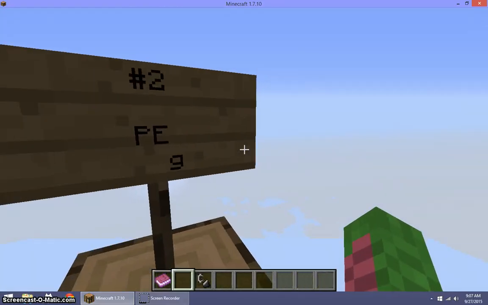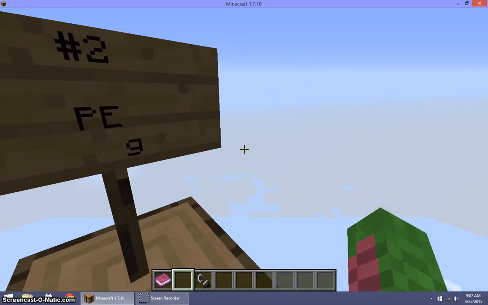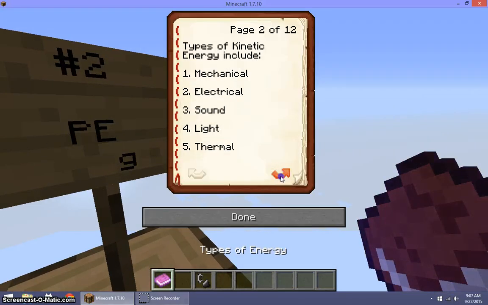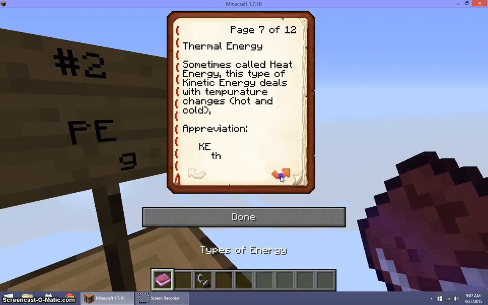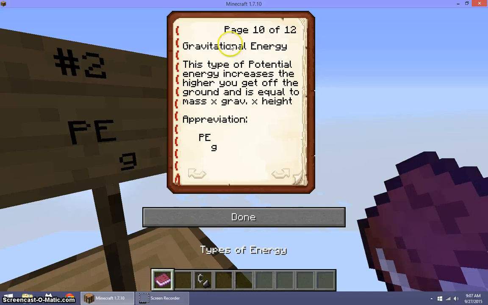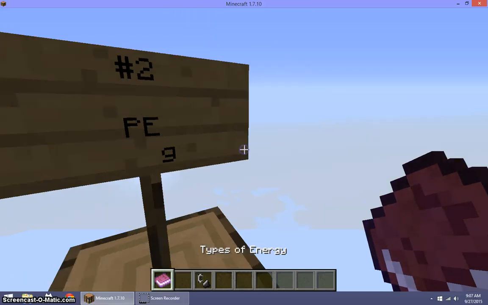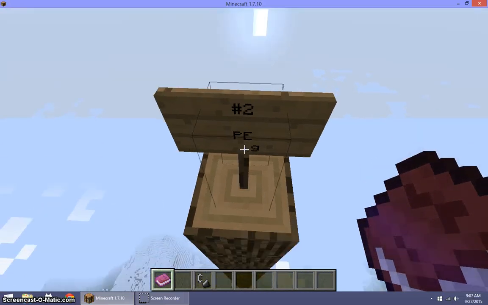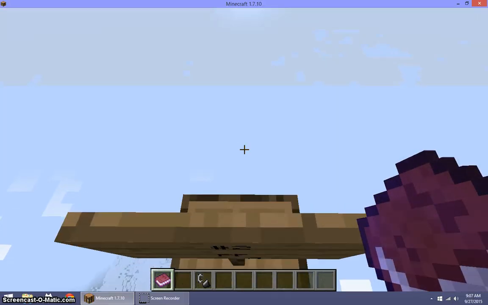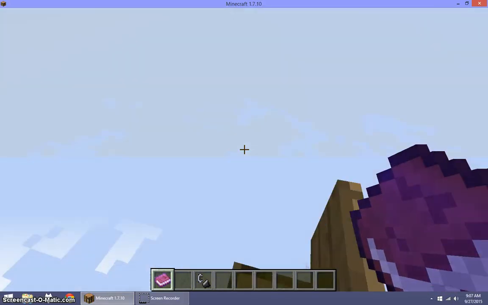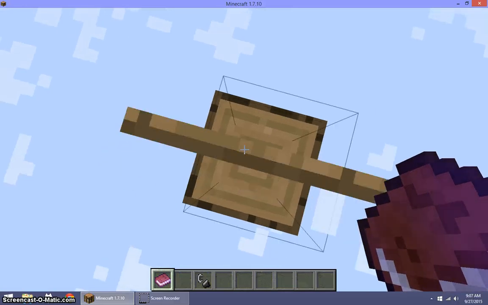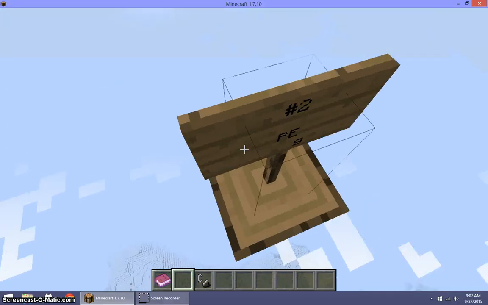Well, look at this. Number 2, potential gravitational. Let's have a look in the book, see what that says. Gravitational energy. This type of potential energy increases the higher you get off the ground and is equal to your mass times the gravitation times the height. So right now I must have a lot of gravitational energy in me because I am the highest that I can stand on in Minecraft. So this is really pretty cool.